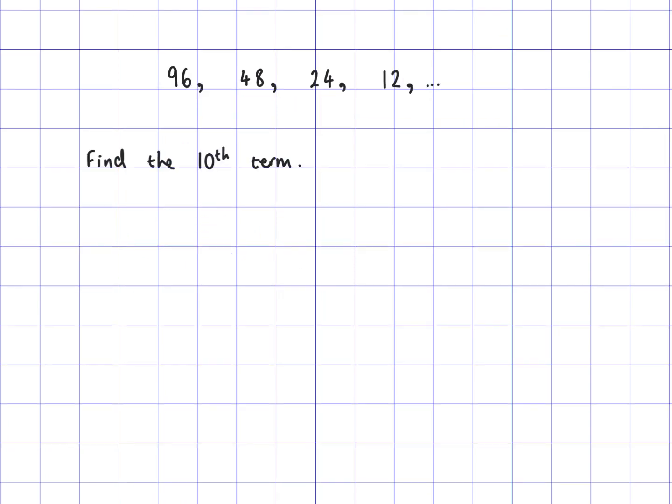Here I have another geometric sequence, and I need to find the 10th term. So what I'm going to do for this, I'm going to first find the nth term, and then find the 10th term. So first I need to find the common ratio. So common ratio, I notice, is half. Okay, so I'm multiplying by half each time.